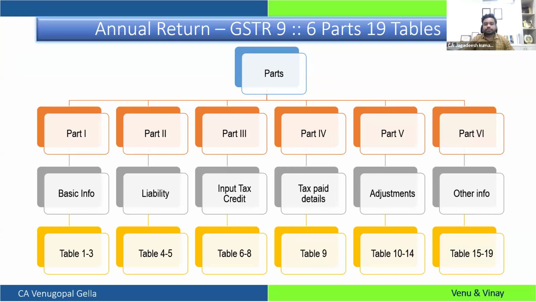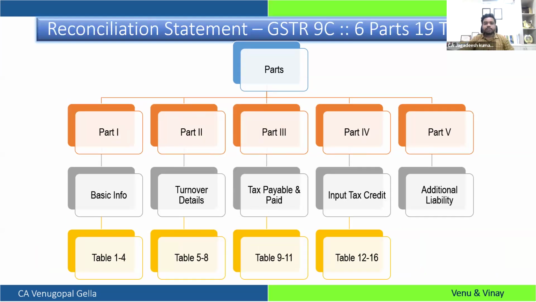It's additional information that you need to give in part 6. So part 2 to part 5 are important tables, whereas part 6, the HSN outward, is important. Other than that, all the remaining tables are optional. Coming to the contents of the GSTR-9C, it is again divided into 5 parts.